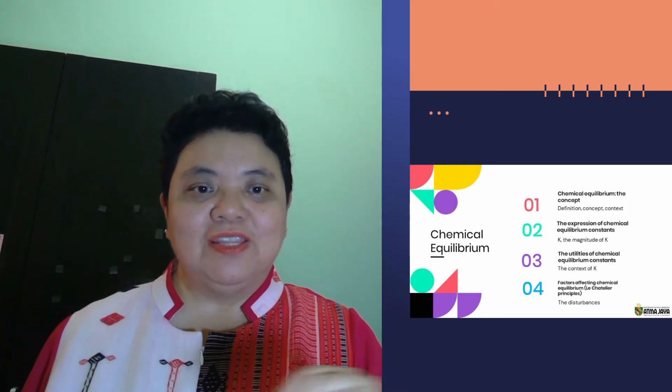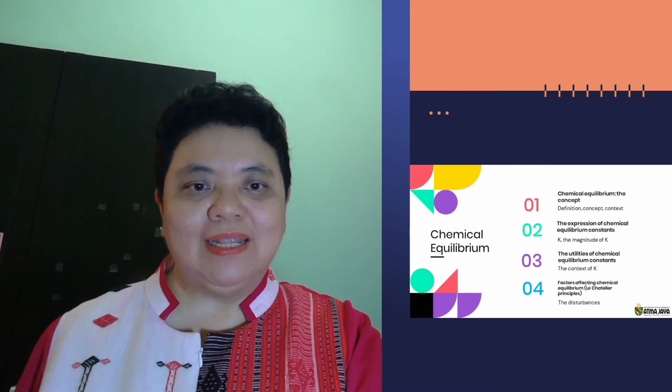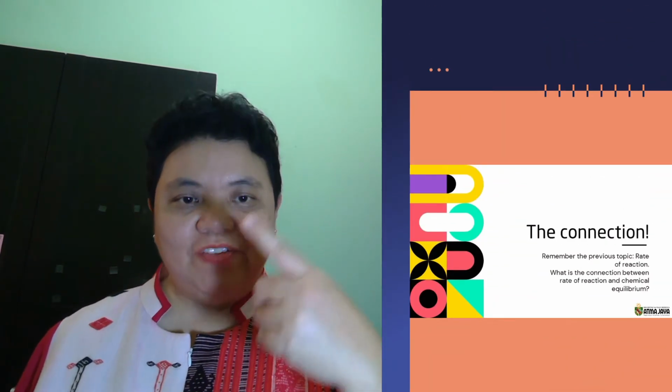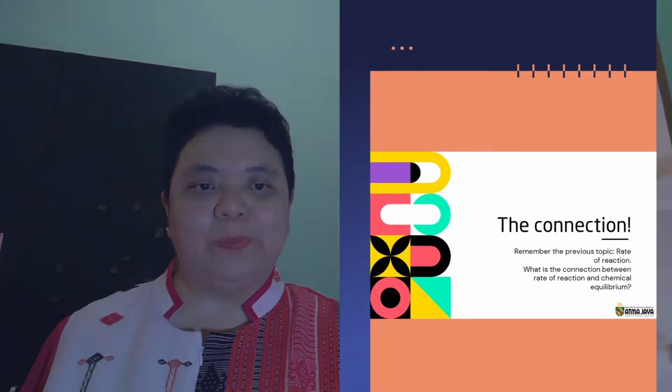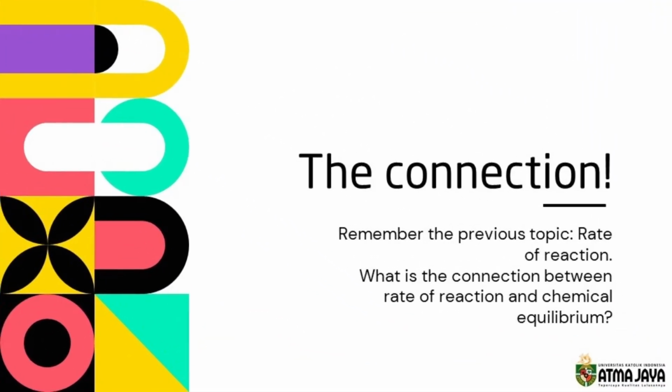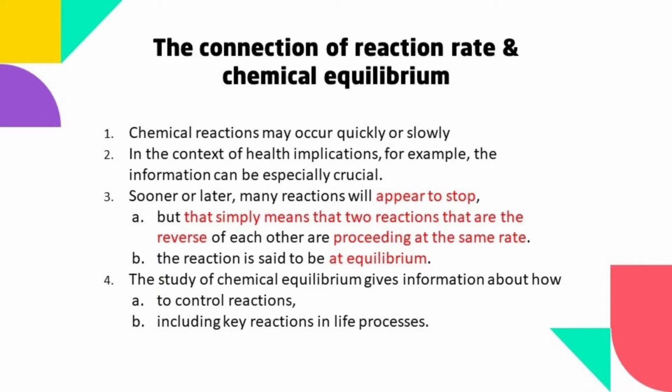So let's start with the connection between this topic and the previous topic. Remember, the previous topic is rate of reaction. So what is the connection between rate of reaction and chemical equilibrium? Knowing whether a reaction takes place quickly or slowly can give important information about the process in question. If the process has health implications, for example, the information can be especially crucial.